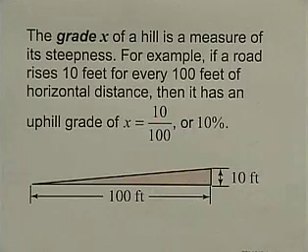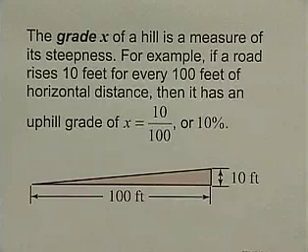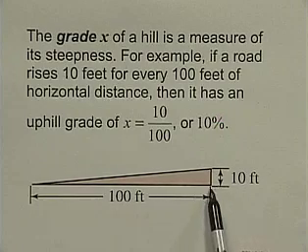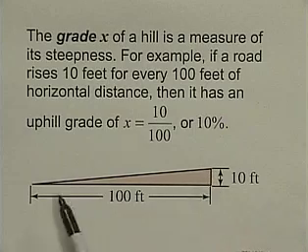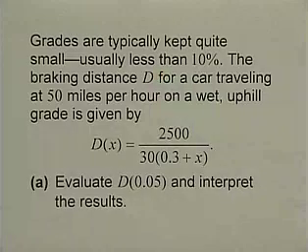Let's talk about an application problem. The grade x of a hill is a measure of its steepness. For example, if a road rises 10 feet for every 100 feet of horizontal distance, then it has an uphill grade of x is equal to 10 over 100, or 10%. So 100 feet horizontally, 10 feet up, this is a 10% grade. So let's use a problem using grades. Try a problem there. Grades are typically kept quite small, usually less than 10%.